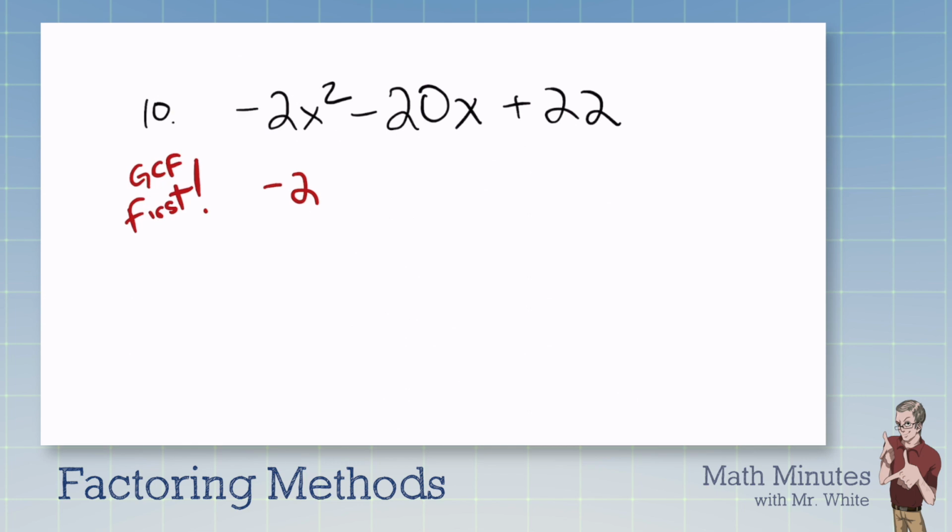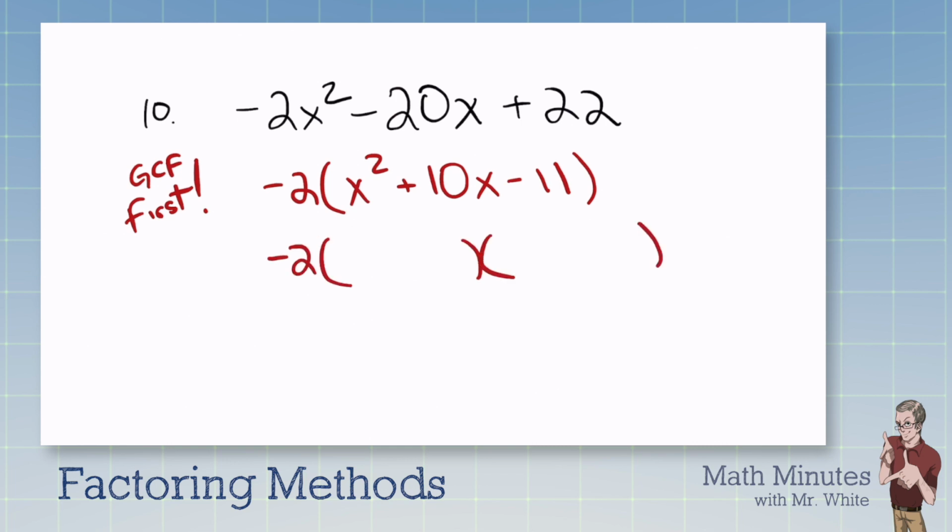That's one thing I wanted to comment here, is that sometimes taking out a minus sign is the intelligent thing to do because it will make your life so much easier, and you want these problems to be easy, don't you? Plus 10x, and then minus 11. All right, so negative 2, and now we just do our reverse FOIL. It's got to be x and x. It's got to be a plus and a minus because that's the only way you're going to multiply and get a negative.